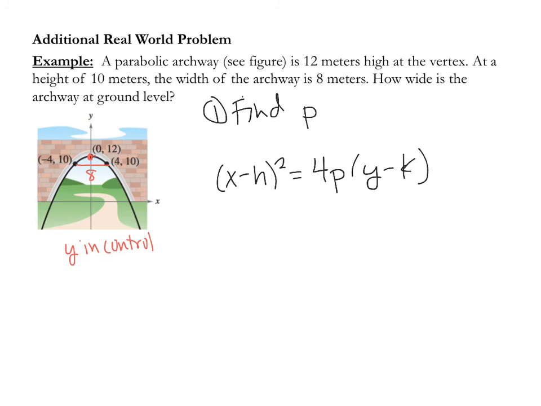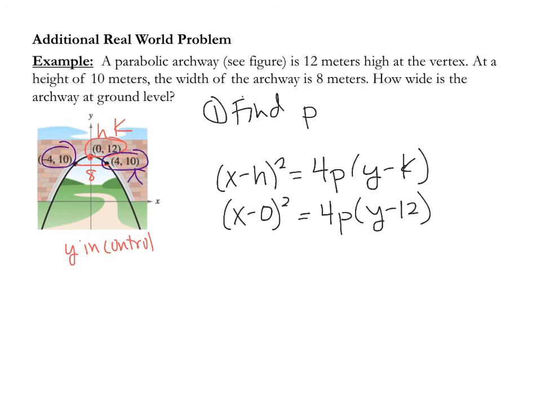And then we have to pay attention to what we know. We know the vertex, so that can go in for h and k. I'm going to plug that in right now. That's x minus 0 squared is equal to 4p times y minus 12. And then the other parts we know is we've got these 2 points hanging out here. We're going to pick one of them. I'm going to go with the positive one. And we can plug that in for x and y to figure out what p would be here. So I'm going to plug in that x is 4 and that y is 10.